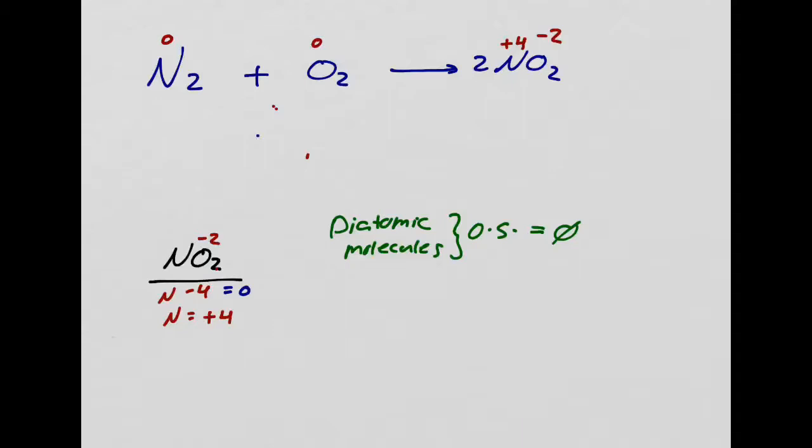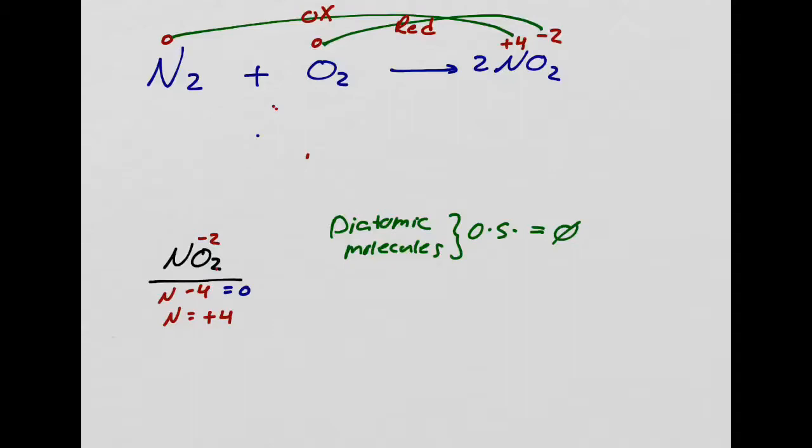All right, so N2 went from 0 to plus 4, and O2 went from 0 to minus 2. So what happened to the N2? It went from 0 to plus 4. N became more positive. If you become more positive, what are you? You are oxidized. Now, what happened to oxygen? It went from 0 to minus 2. It got more negative. What happens if you get more negative? You are reduced. So far, so good.